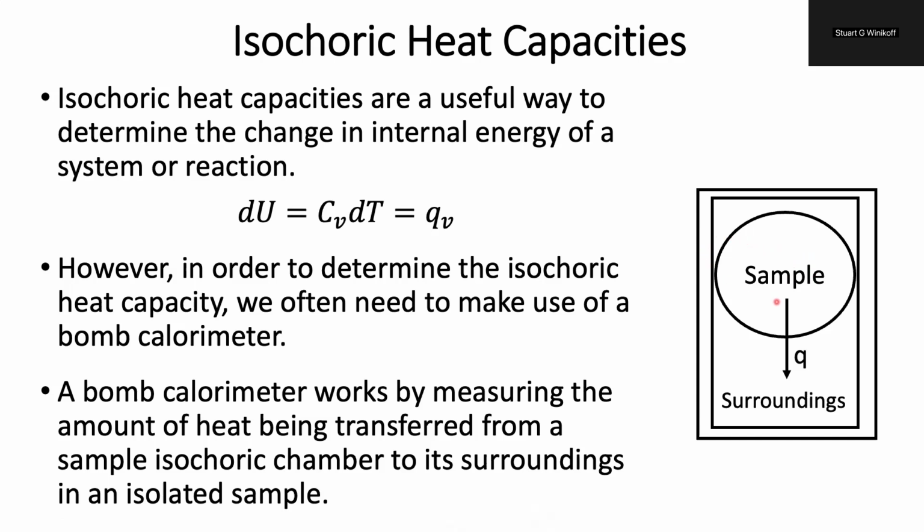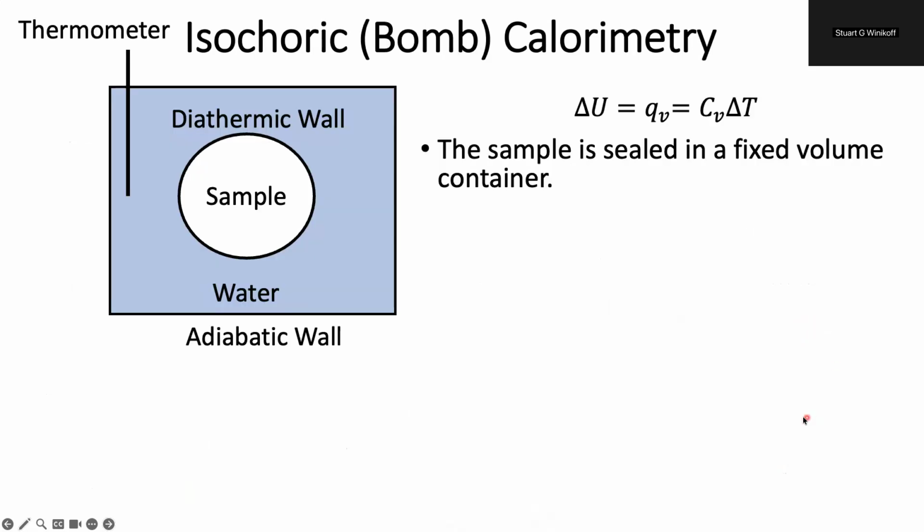So the major idea here is you're going to put your sample or your reaction of interest in this sample chamber, which will be under isochoric conditions, so constant volume, which can then transfer heat into the surroundings. Usually this is going to be water, and this is going to be in an isolated chamber. So the energy in this entire system is going to be fixed. We're just going to be moving it from sample to surroundings. Now, the big thing here is, again, that the sample chamber is fixed volume, which means that we're going to be looking at isochoric heat being transferred from one to the other.